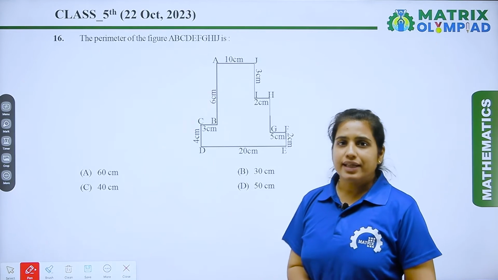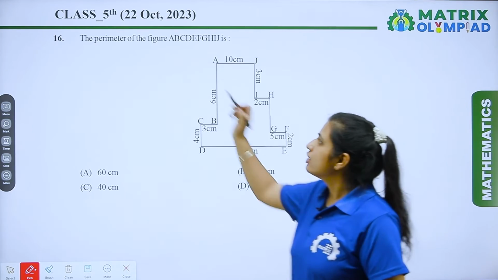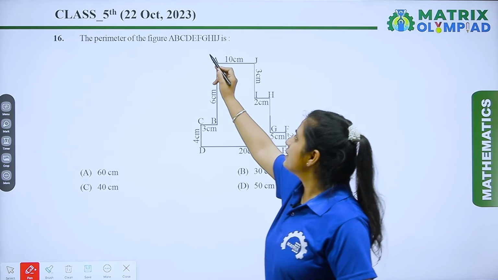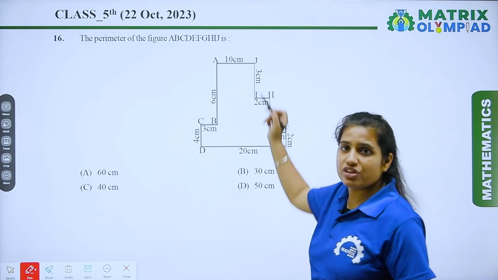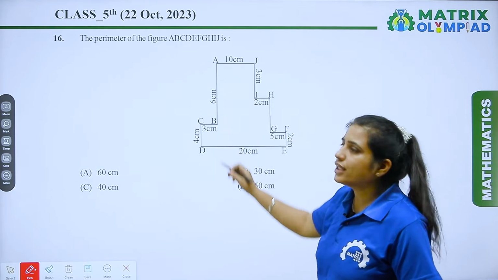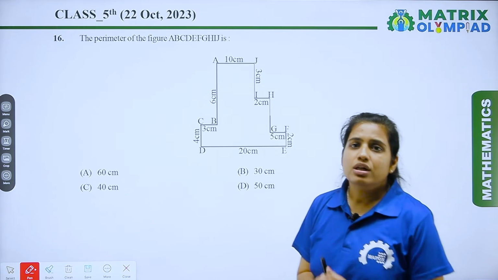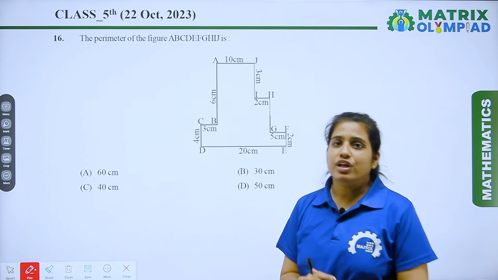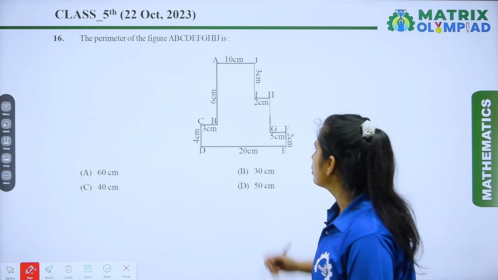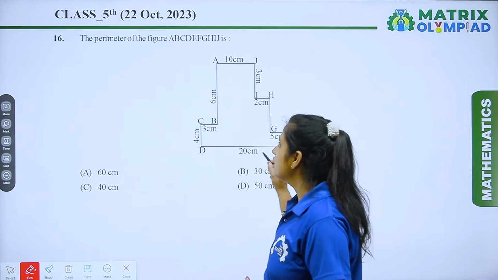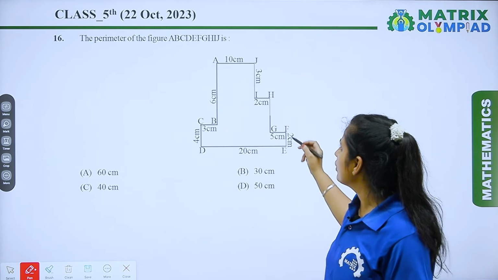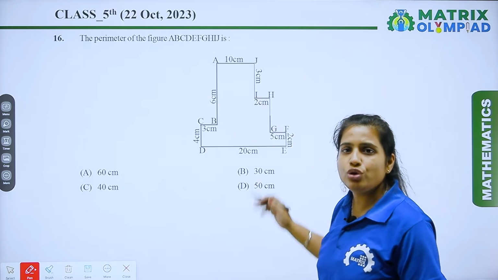Now let's start the next question. Question number 16. The perimeter of the figure ABCDEFGHIJ is, we have to find the perimeter of this irregular shape. So we know the formula. The perimeter of an irregular shape is the sum of all sides. So here we are given the measurements and we have to just add them all to find the perimeter of this shape.